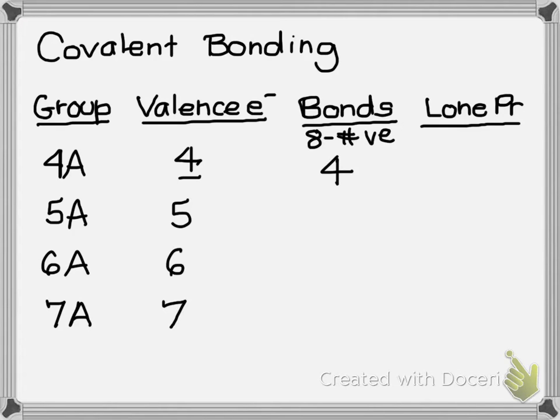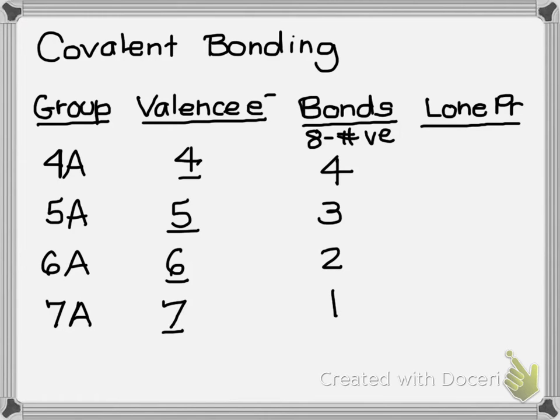Now going down, for example, in group 5A, they have 5 valence electrons like nitrogen. So if I say 8 minus 5, I predict that nitrogen or other elements in group 5A would like 3 bonds. And then oxygen, for example, is in group 6A, so 8 minus 6, we would predict 2 bonds. And the halogens in group 7A, we would predict 1 bond.